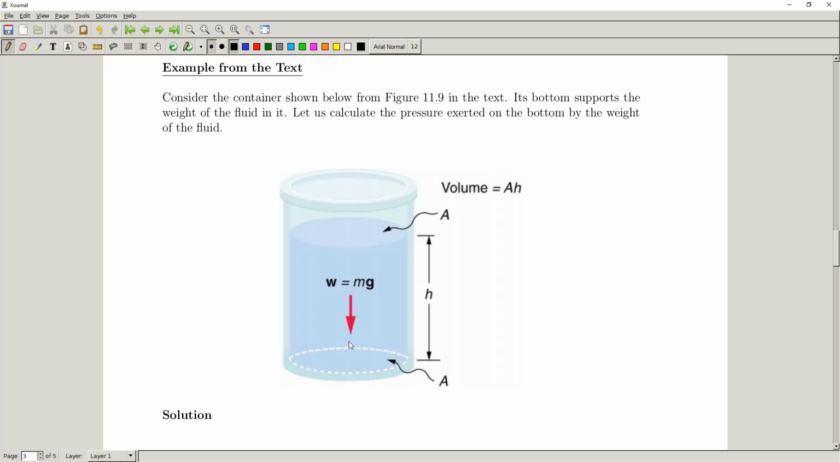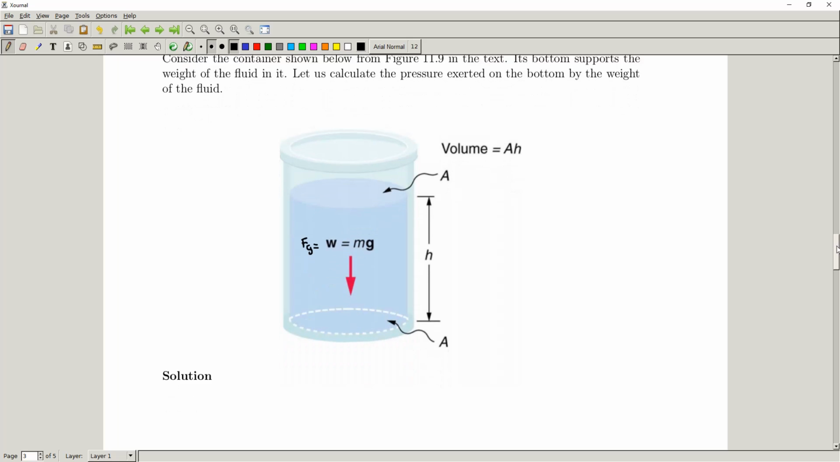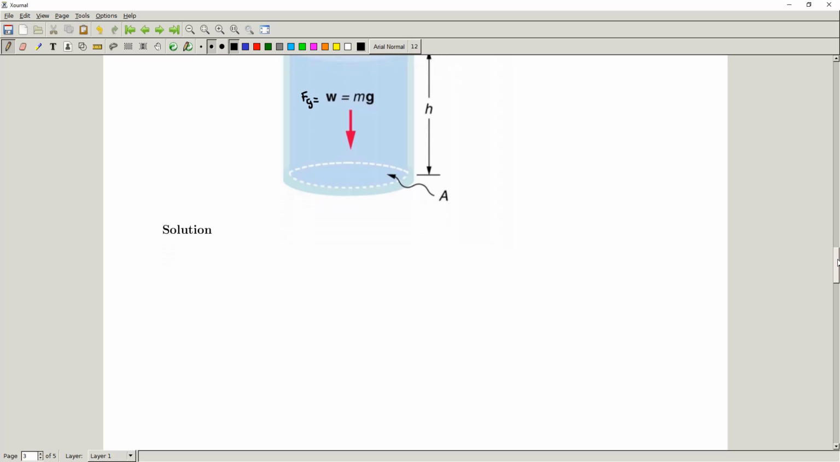So the weight again is just the force of gravity acting on all this fluid. So this is just Fg equals W equals mg, right? And they've written these as bold values for g and W, which are vectors, right? And we've seen this throughout the text, used repeatedly, right? Okay, so we want to calculate this pressure on the circular area below.